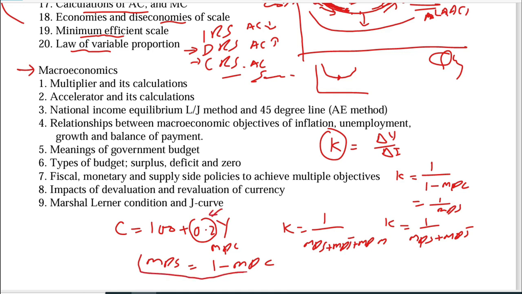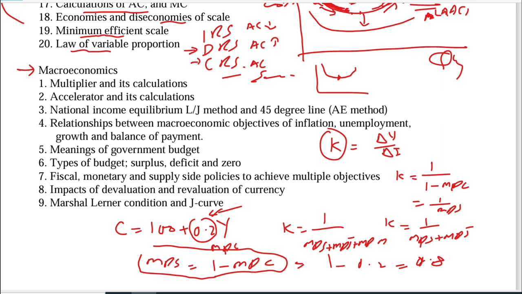So 1 is total income and MPC is given. If you put it in, then 0.2 is 20% of income. If 20% of income is consumed, then 80% is saved. So in this case, 1 minus 0.2 is equal to 0.8. So 0.8 will be the marginal propensity to save.